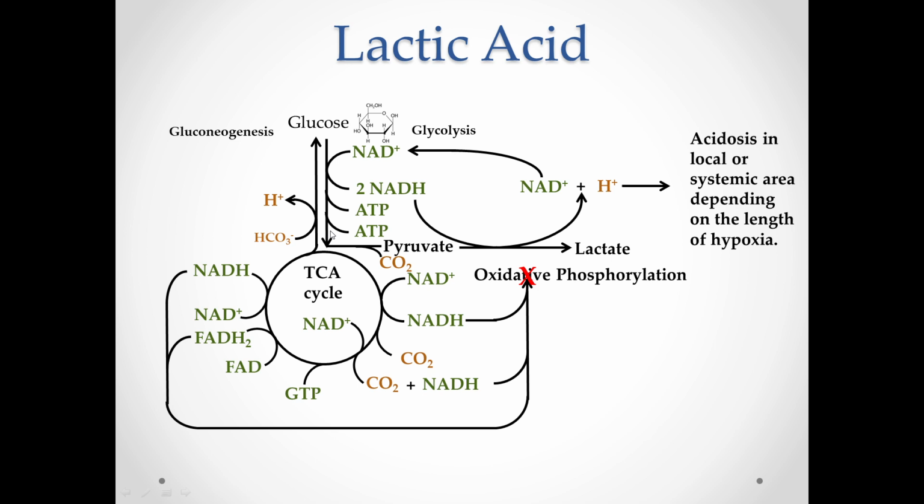Now, although fewer ATP, or high energy molecules, are produced in anaerobic respiration relative to aerobic respiration, it will allow a cell to survive for a period of time, depending on the extent of the hypoxia. Now, a byproduct of anaerobic respiration would be lactate, and that is an acid. So that does create a metabolic acidosis.